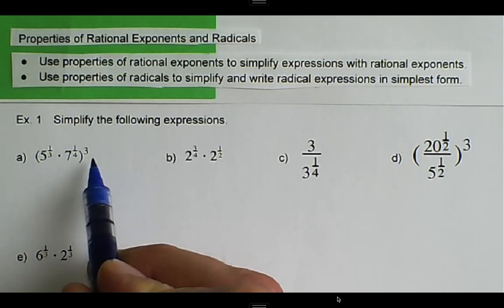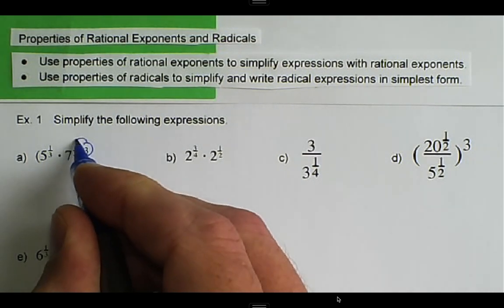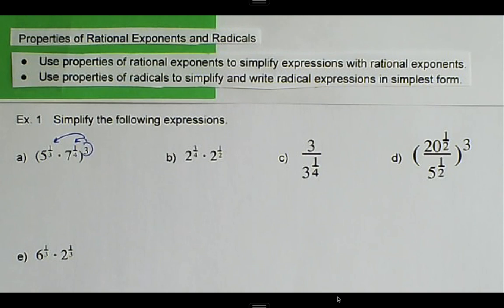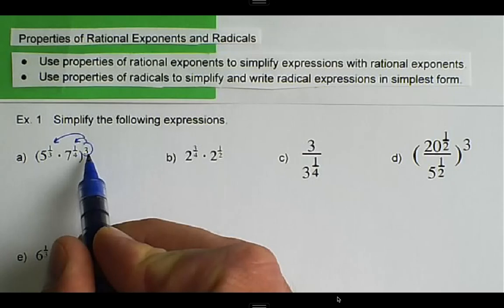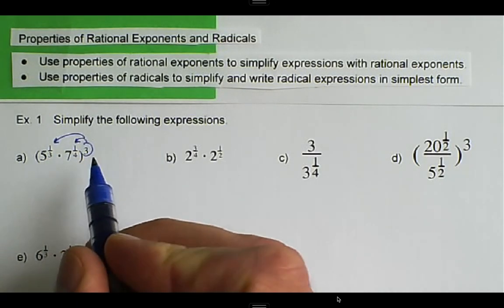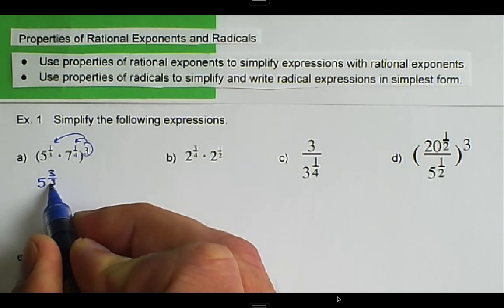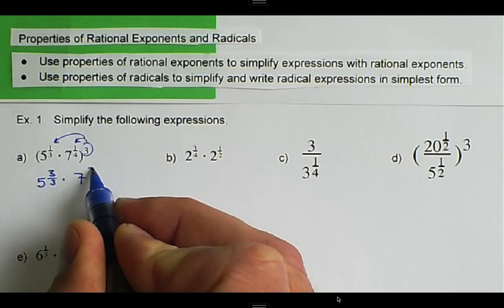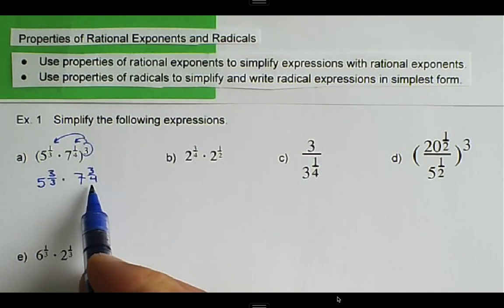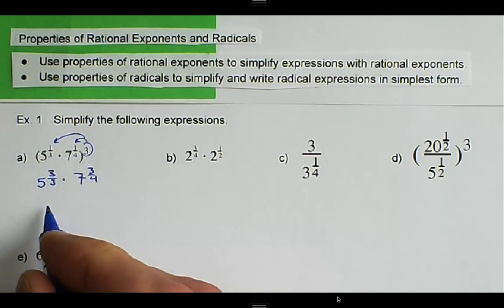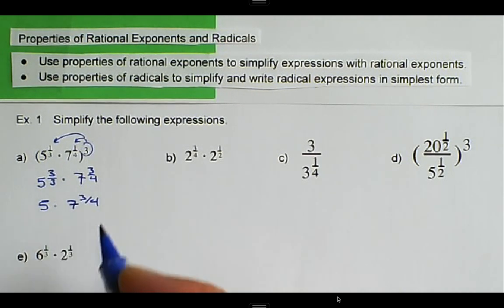So what we can do is take this exponent that's outside the parentheses and distribute the exponent to both terms. Because this is the exponent on top, that's going to go in the numerator of our exponent. So 5 to the 3 over 3 times 7 to the 3 over 4. And from there, we cannot reduce 7 to the 3 over 4, but 3 divided by 3 is 1. So that just becomes 5 times 7 to the 3/4.